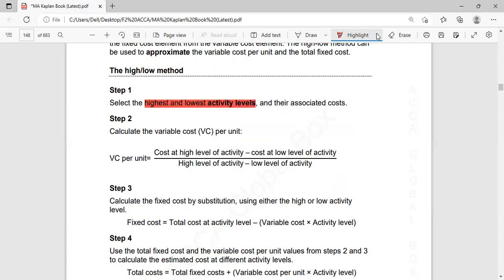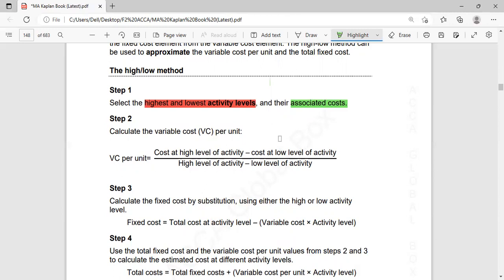In the question, you will be given a range of different activity levels and the cost at those activity levels. You have to choose which activity level is the highest one and which is the lowest one, and their relevant cost. For example, what is the cost at the lowest activity level and what is the cost at the highest activity level? So the first step is you have to identify two things. Number one, the highest and lowest activity levels. Number two, the cost at those highest and lowest activity levels.